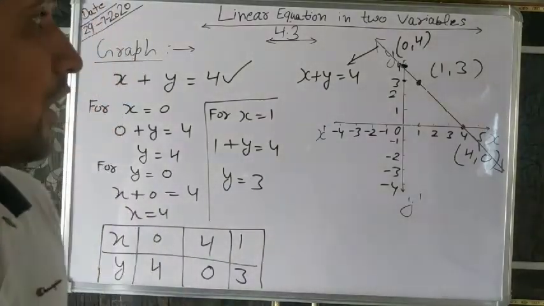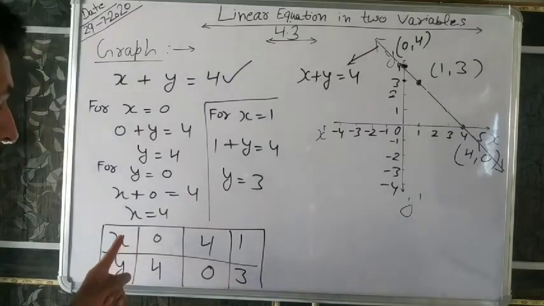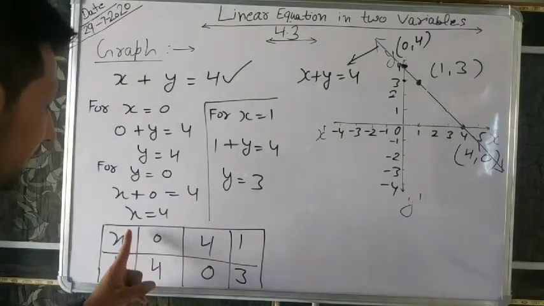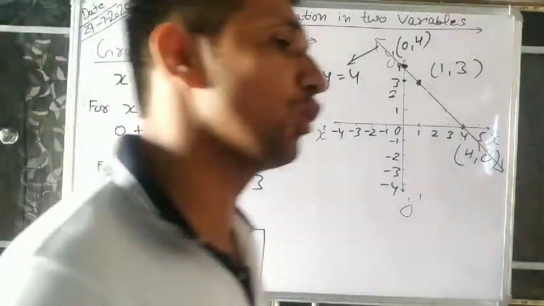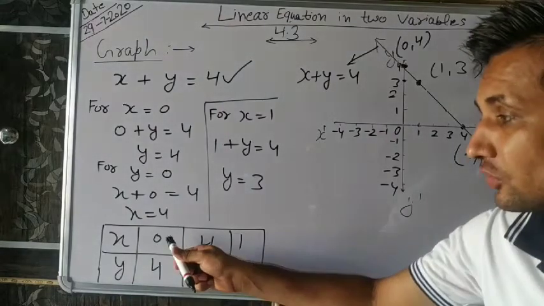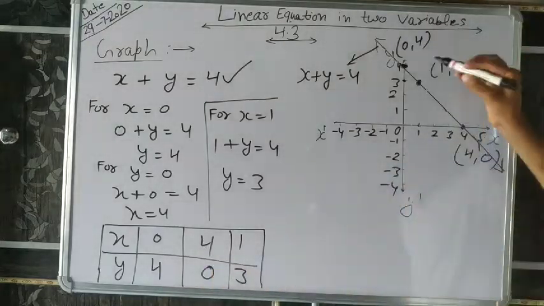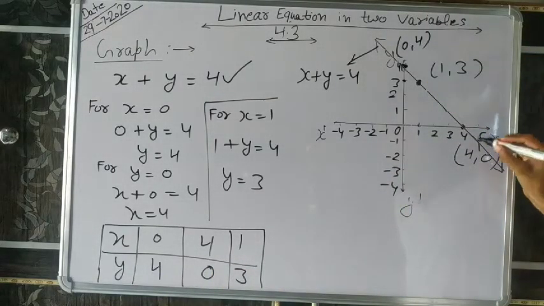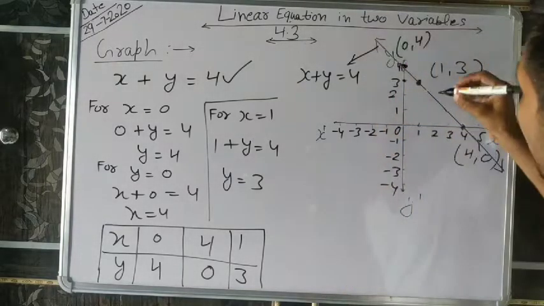We know a linear equation in two variables has how many solutions? Infinite solutions. But here, how many solutions did we find? Three: one solution, two solution, three solution. And all three solutions are on the line.